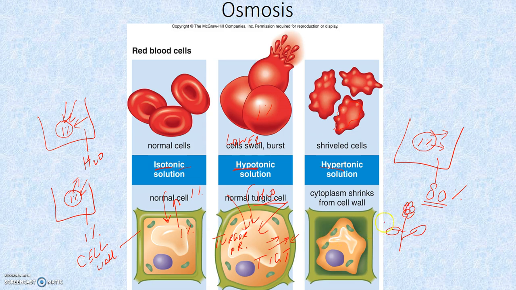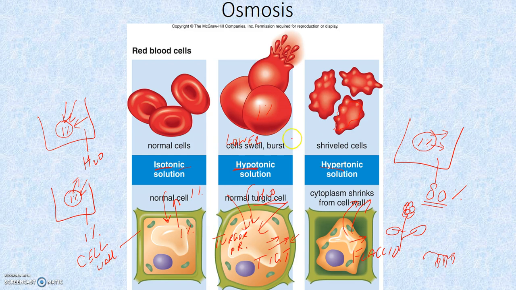Now, if the cell is surrounded by a hypertonic concentration, that means there is very salty water outside the cell, well, water is going to leave the cell. Central vacuole collapses, cytoplasm collapses. No longer is the cell tight or taut. No longer is the cytoplasm pushing against the cell wall, so the cell will become flaccid. And this is what happens when you do not water a plant. The plant has collapsed. It is saying, oh, I need some water. It is no longer going to be erect. It's going to be flaccid.